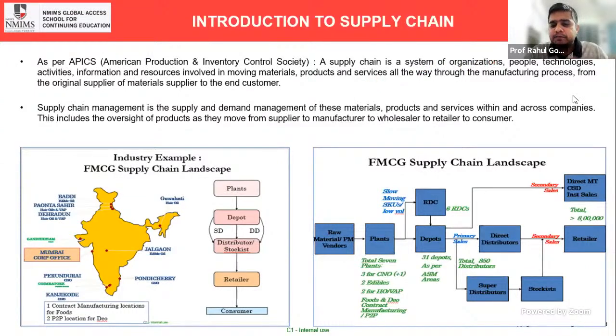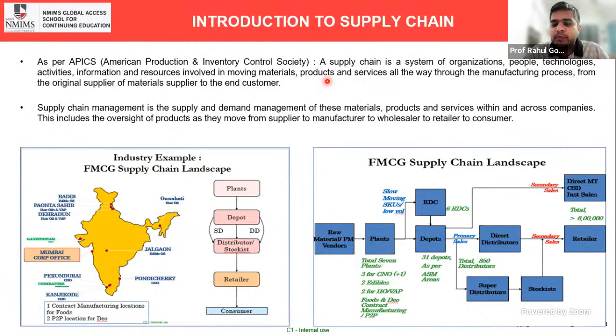A supply chain is a system of organizations. A lot of organizations are involved, a lot of people, technologies, information and resources are involved. Why are they involved? They are involved with some set of objectives, to make possible the movement of products and services all the way from raw material and packaging material providers through the manufacturing and distribution process, eventually into the hands of customers or consumers.